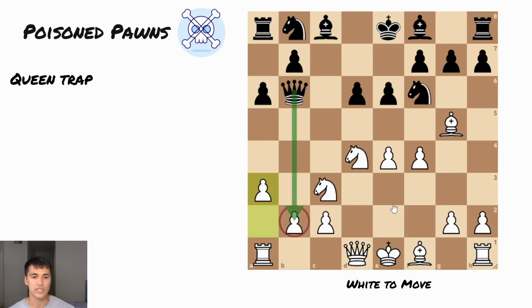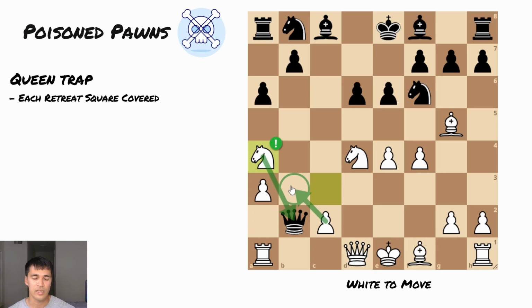If black chooses to take the pawn on b2, it's actually going to get trapped and black will lose their queen. And this move here on b3 is crucial. As we're going to see, it's crucial to protecting one of the squares that black could retreat to. So let's see what happens when black takes the pawn. White is going to move their knight out to a4, attacking the black queen, and black realizes each one of the retreat squares is being covered by a different one of white's pieces.